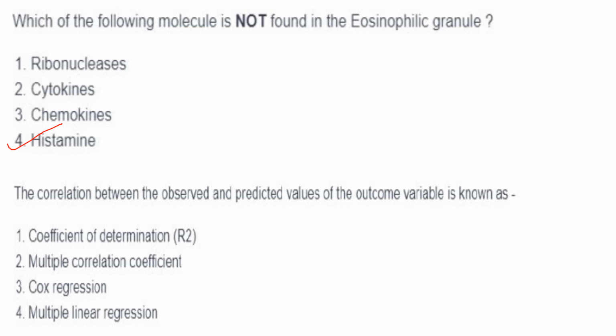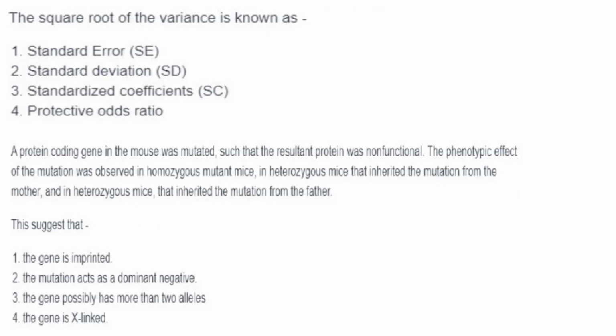Then next one. Correlation between the observed and predicted values of the outcome variable is known as multiple correlation coefficient. Then the square root of the variance is known as standard deviation.